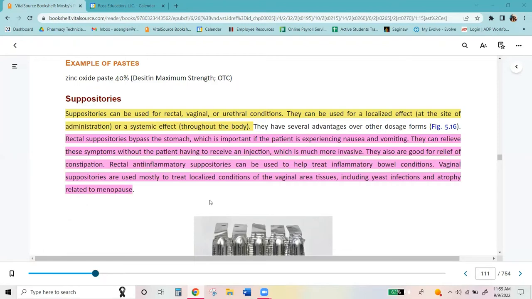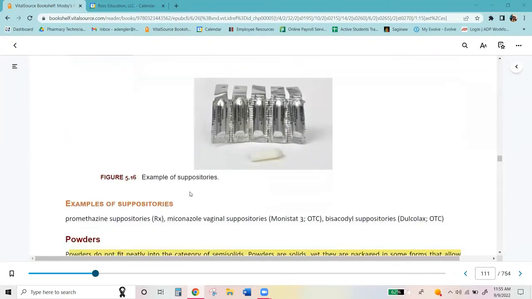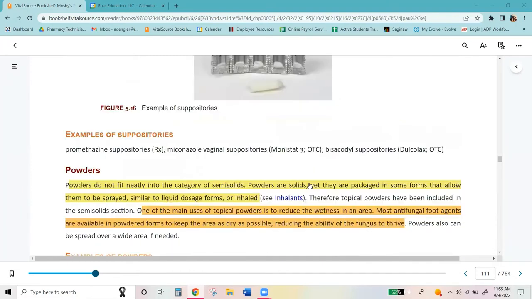Rectal anti-inflammatory suppositories can be used to help treat inflammatory bowel conditions, and vaginal suppositories are used mostly to treat localized conditions of the vaginal area tissues for yeast infections and atrophy related to menopause. Here's an example of suppositories.